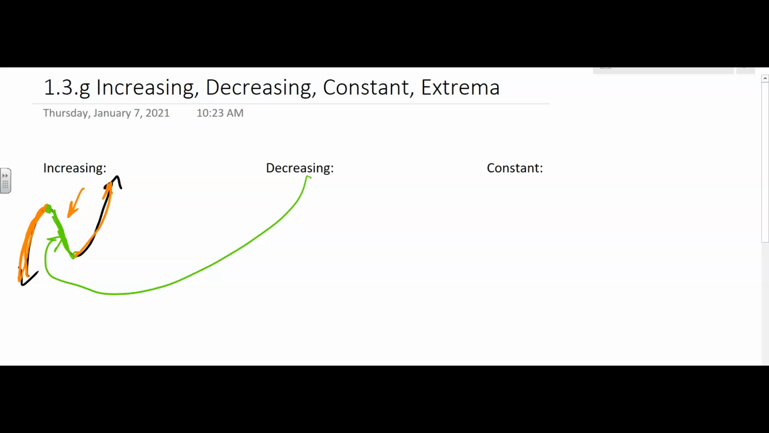Okay? You can also have a function where there's a constant part. So maybe the function is increasing, and then it's constant, and then increasing again. Maybe it's something like that. This part in here where it's staying flat, it's not going up or down, the outputs are staying the same, that's going to be a constant interval. So from here approximately to here, that would be constant. Okay? So that's the terms for that. Okay, what that all means.